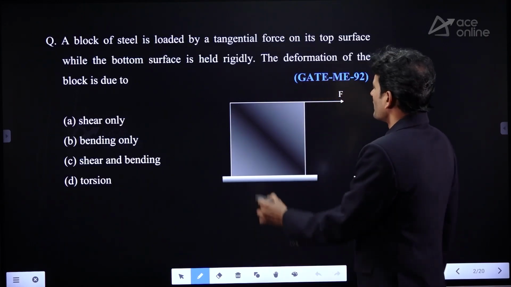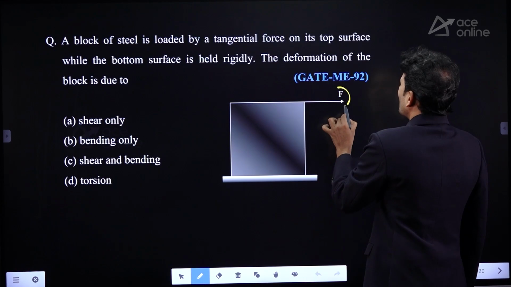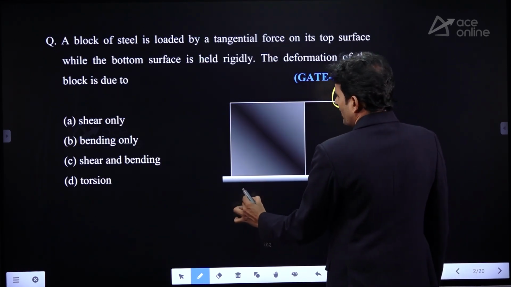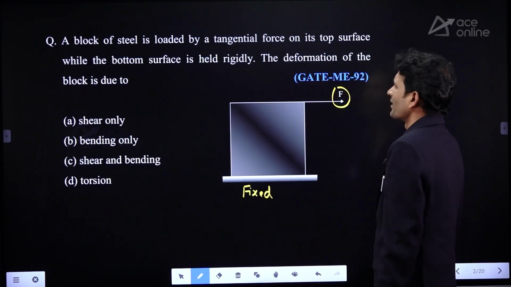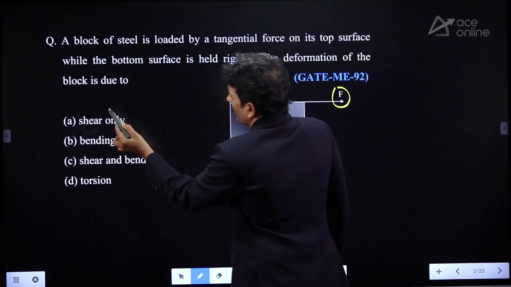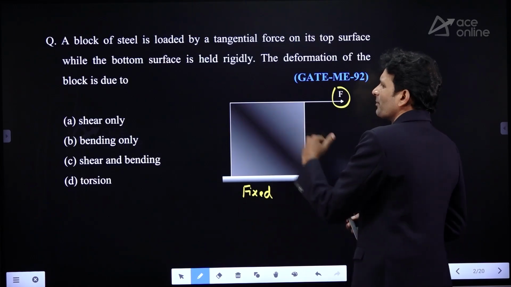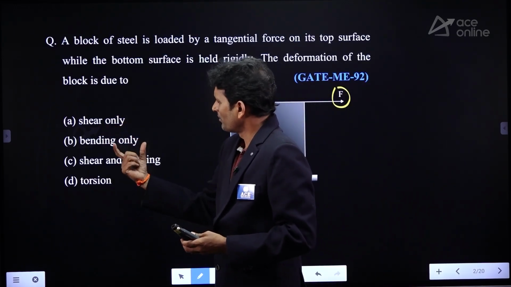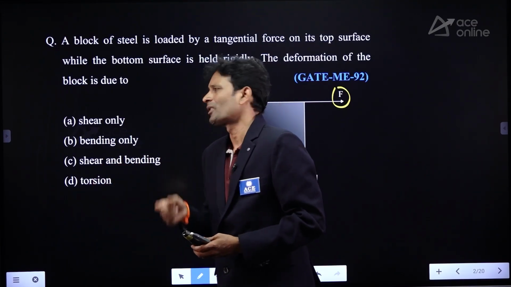A block of steel is loaded by a tangential force F on its top surface, while the bottom surface is held rigidly. Here we are having the fixed support and here we are having a tangential force. From this data, what we require: the deformation of the block is due to. So, if the load is causing the deformation in the block, the deformation is because of shear only, because of bending only, because of shear and bending, or because of torsion.